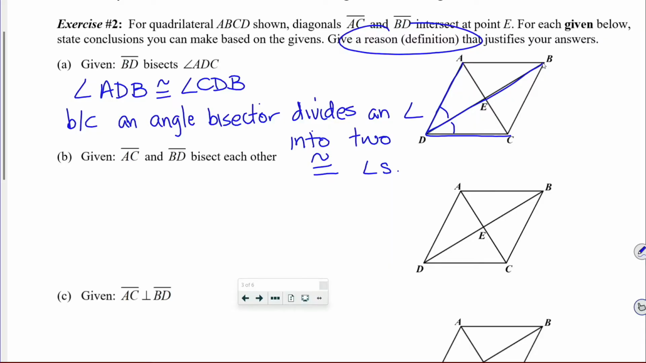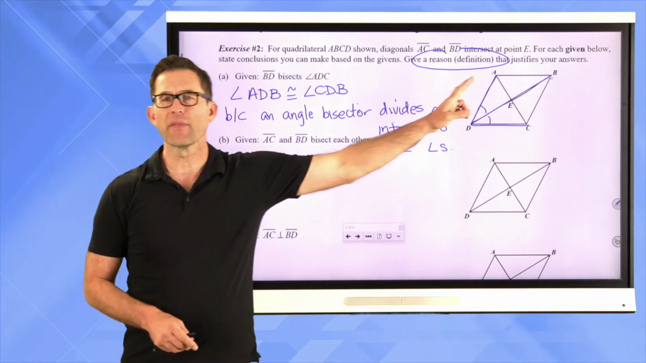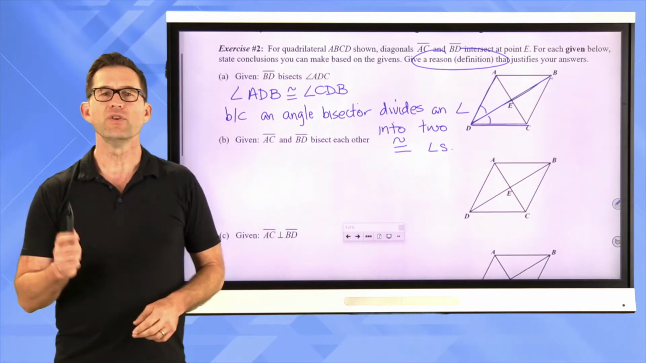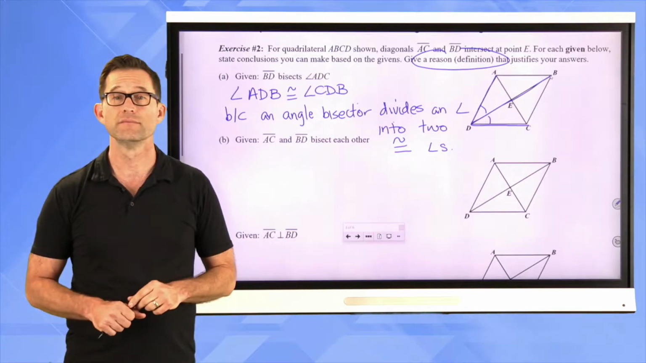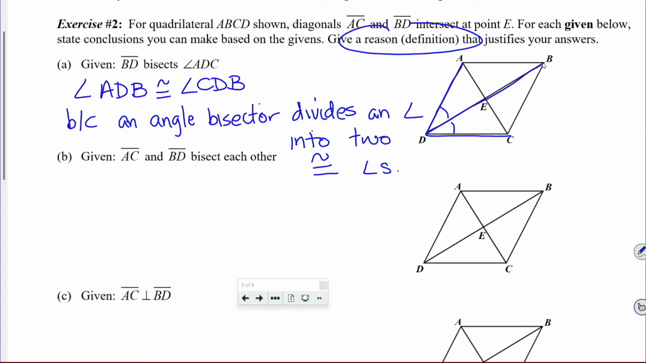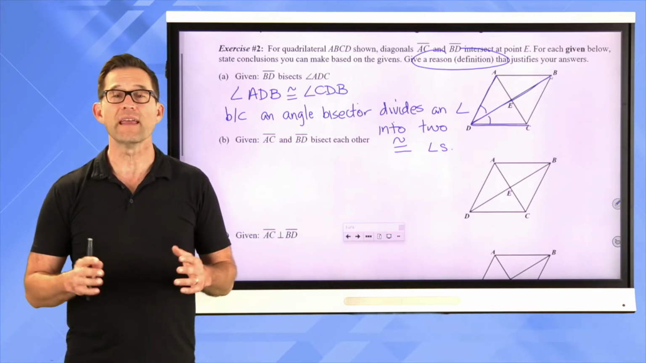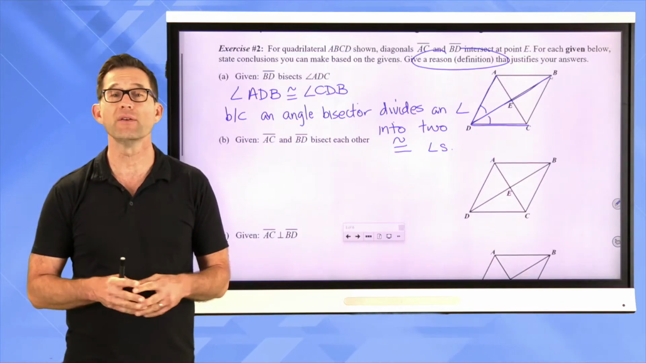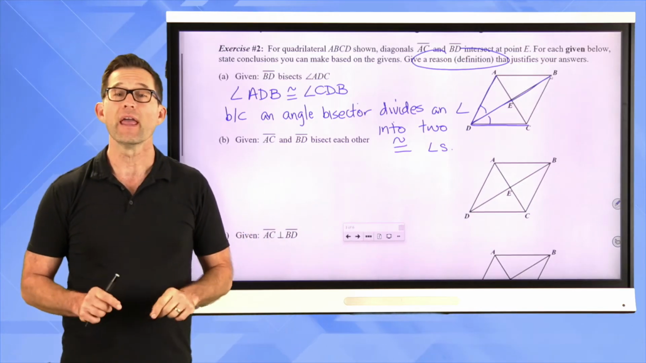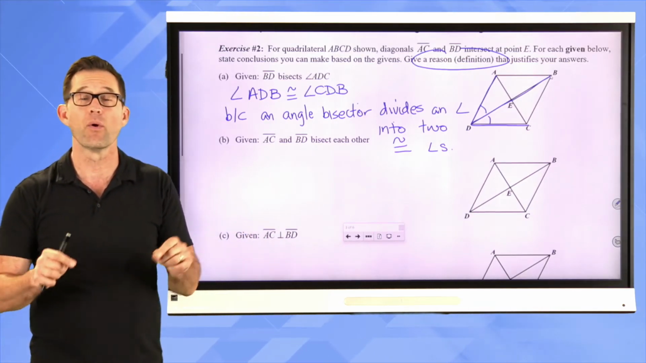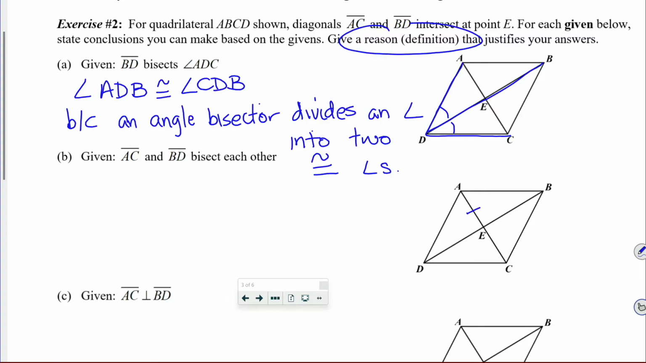All right, letter B. Given segment AC and segment BD bisect each other. So again, forget about this one. Let's now work down here. See if you can write down what conclusion or conclusions you can make based on this particular given. Well, bisecting in general means to cut in half or to cut into two equal portions. Now, given that diagonal AC and BD bisect each other, it means that they both cut each other into equal parts, meaning that AE must be congruent to CE and DE must be congruent to BE.